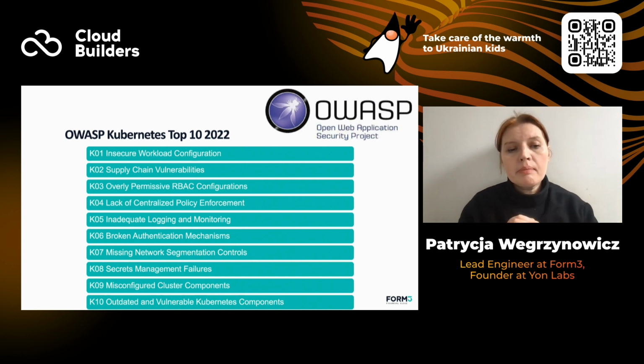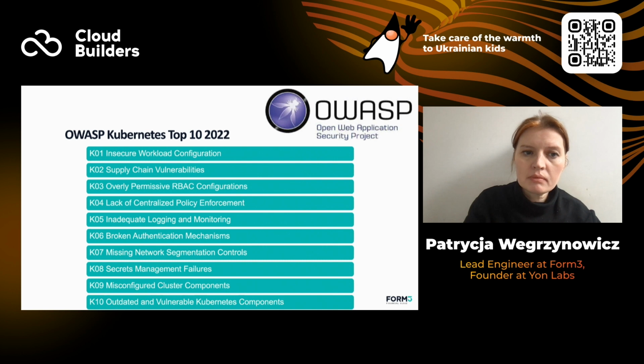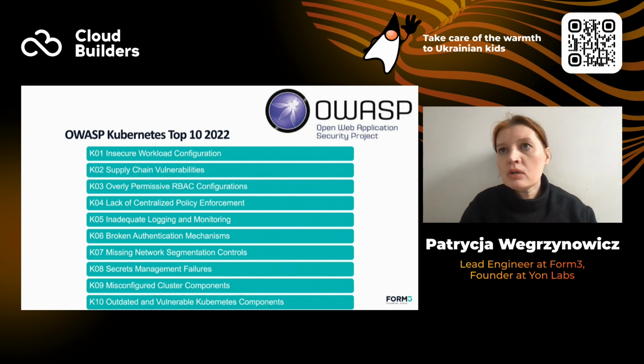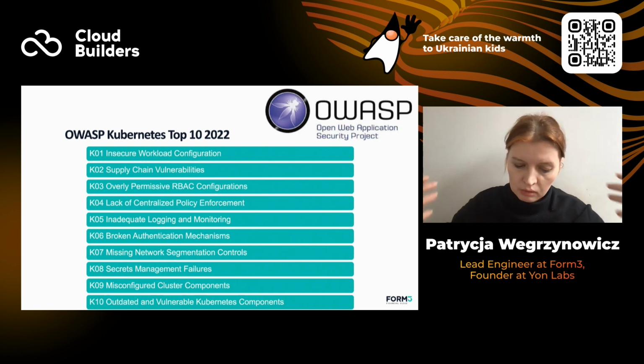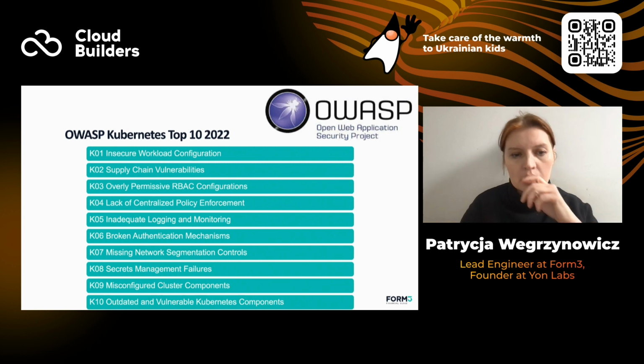Number four is about lack of centralized policy enforcement. So if you are talking about, for example, avoiding any privileged pods, it's not only on us developers or DevOps to prepare correct YAML files. It's also about automation. So we need some sort of policy enforcement on the Kubernetes level to reject, for example, deployment of pods with too wide configurations.